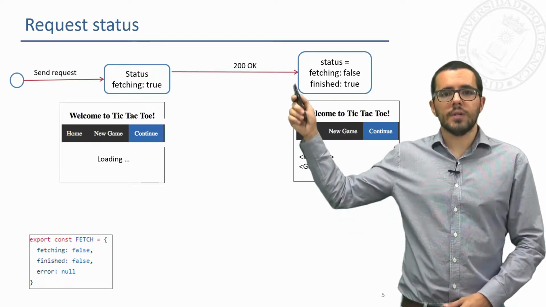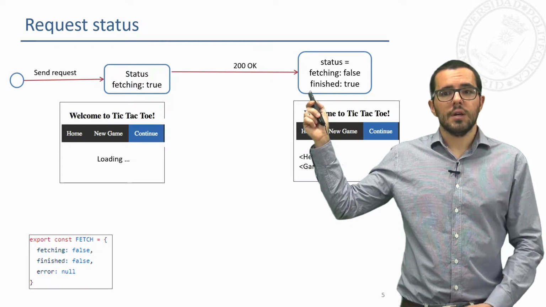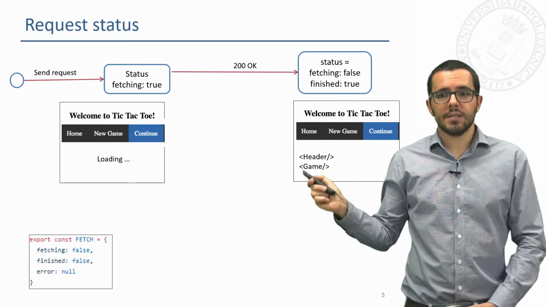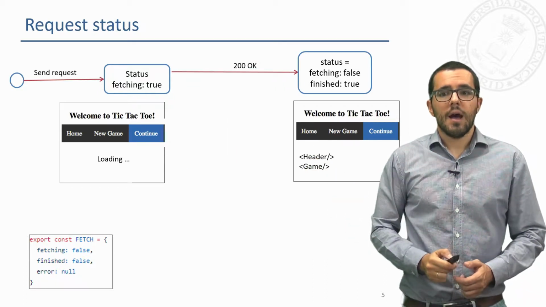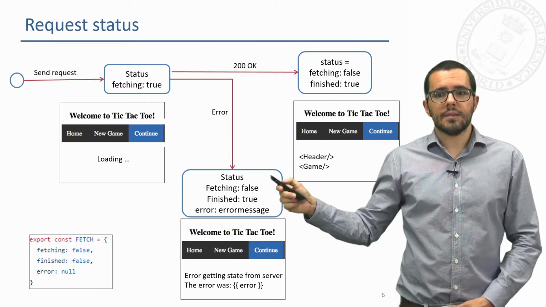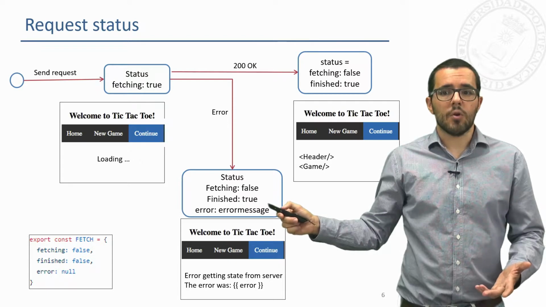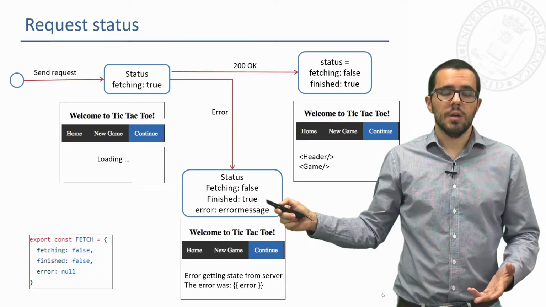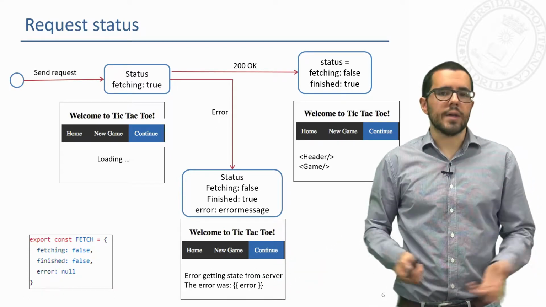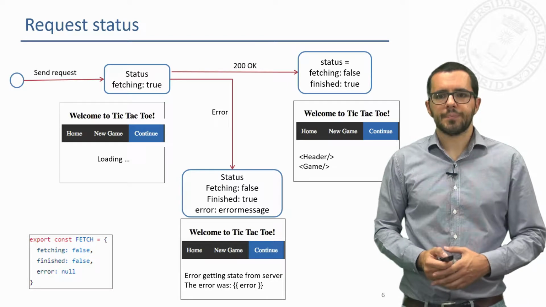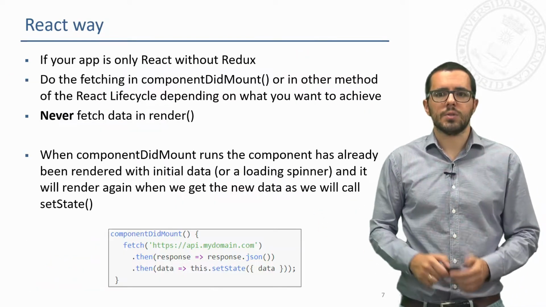If we get a 200 OK and we get the data, we set fetching to false and finished to true. And in that case, in the render, we will show our application. And if there is an error, we set fetching to false, finished to true, because we have finished, and the error message we save in the state also. If we have an error message, we show it to the user for them to try again or to try later. This is how we are going to use this state in React and Redux.